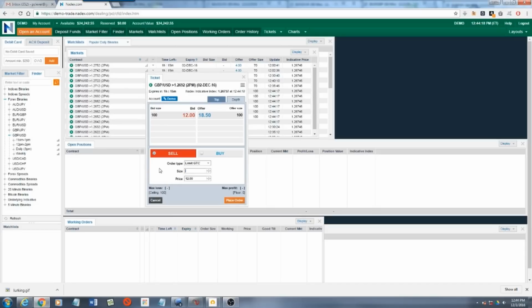So let's just say we have a smaller account. So we're going to do a 2-lot trade. And we're going to put in a price of 17. That was the signal that we got, right? It said sell GU 2 p.m. expiration. The strike was 0.2692 at 17 or better. So in this case, we're just going to go with the 17. And once we populate that in the ticket, we'll place the order.